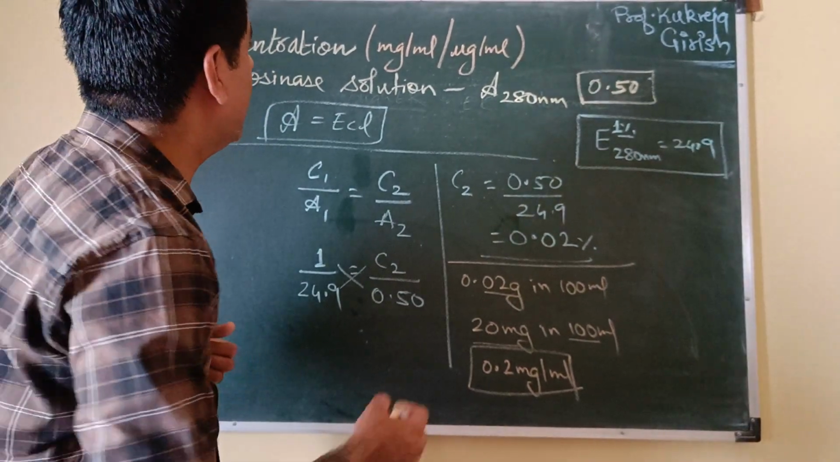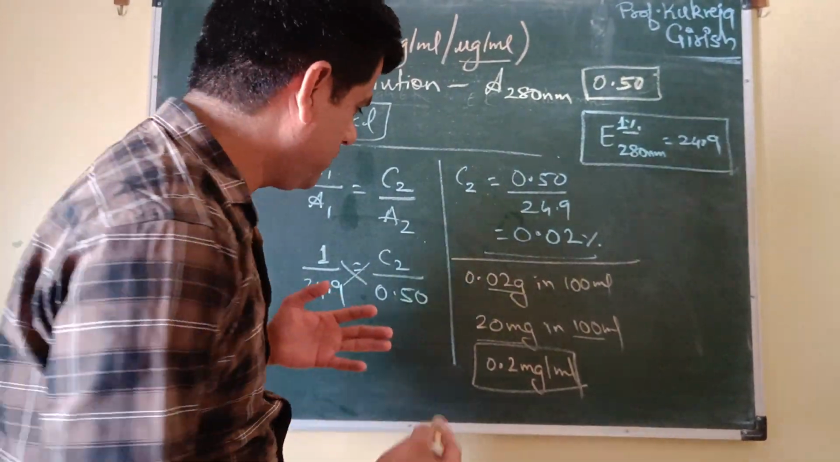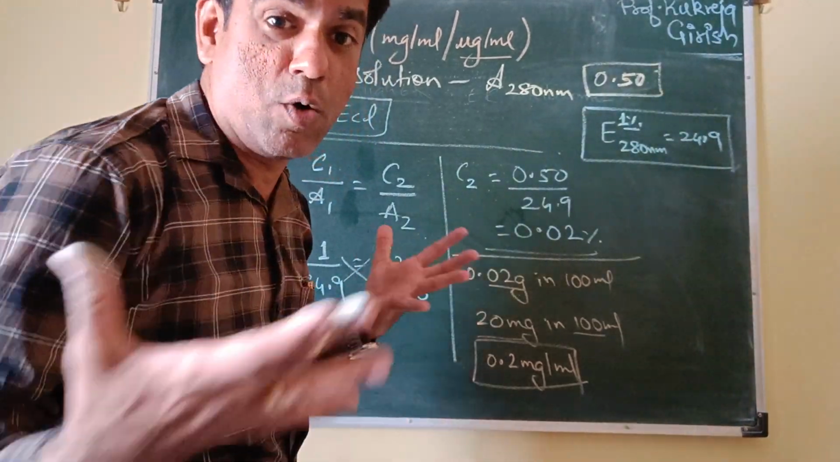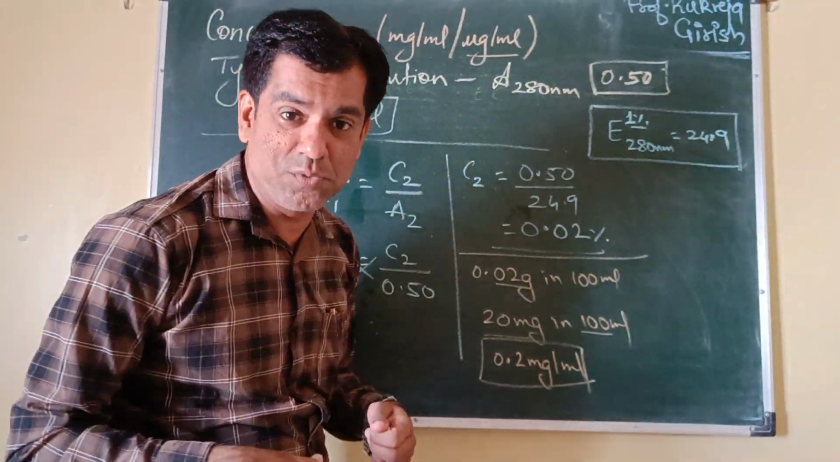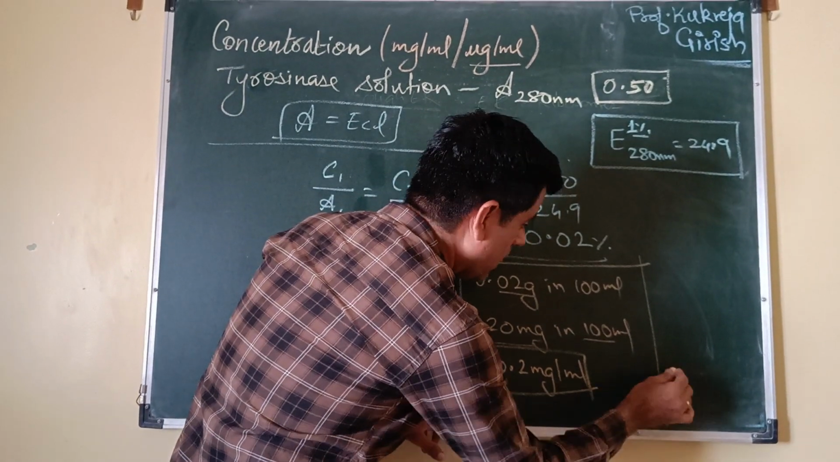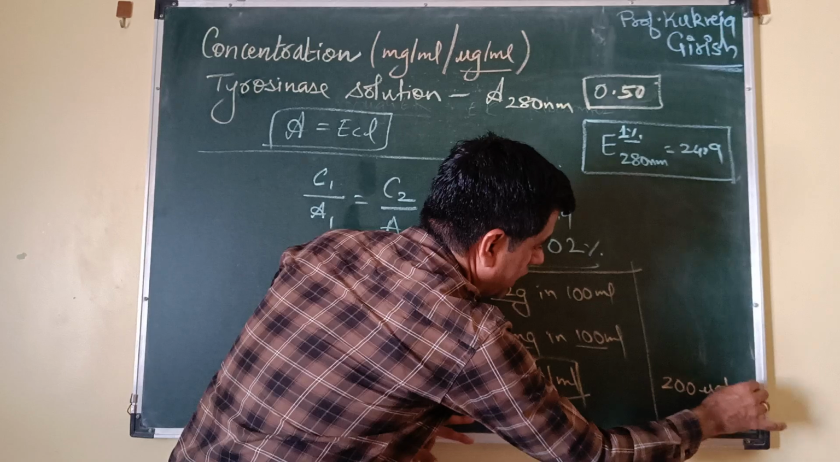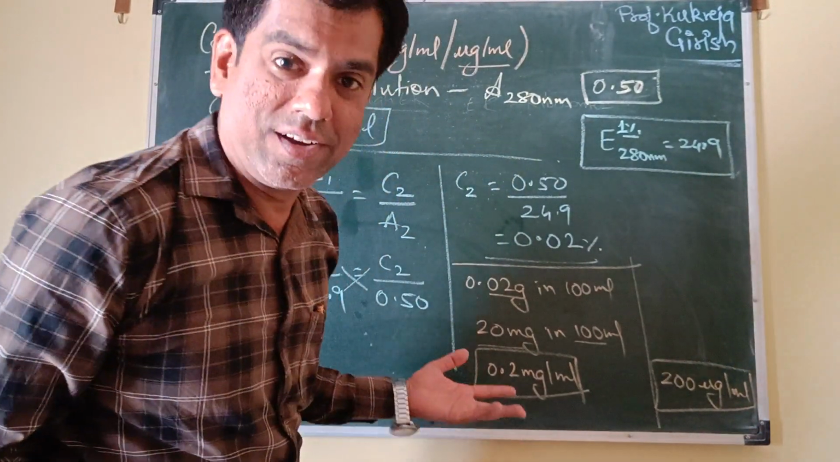I have it, and now I want to find it in microgram. It's simple: one milligram is 1000 micrograms. So let this be multiplied 1000 times. This will give me a concentration of 200 micrograms per ml. There you are, it's done.